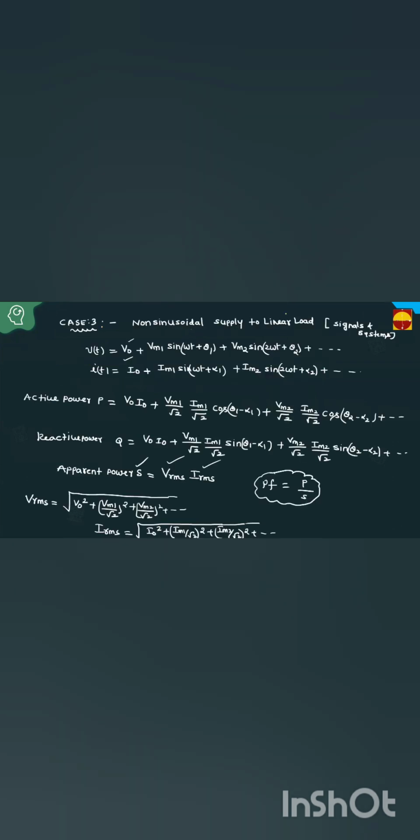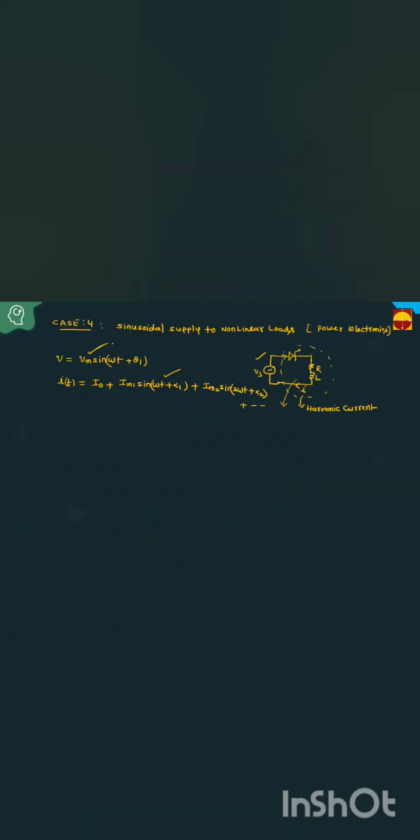But see this one, friends. Non-sinusoidal supply to linear loads: even though the load is linear, because the supply consists of harmonics, the current is also harmonic. Even though the supply is sinusoidal, because of non-linear loads, the current is harmonic. Now for this case, how to find the active power?